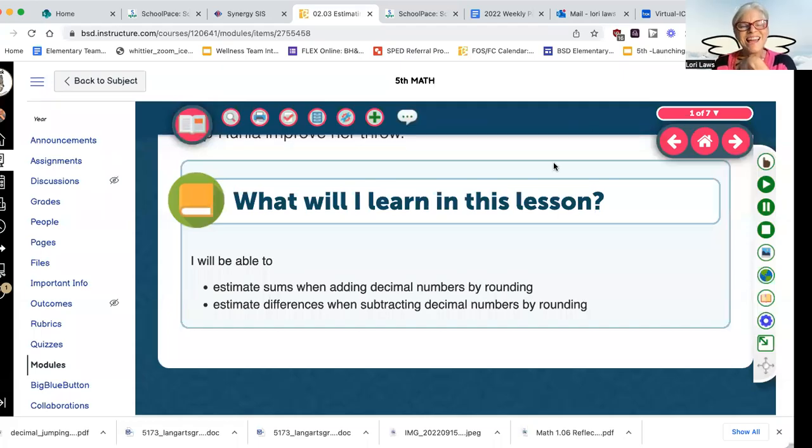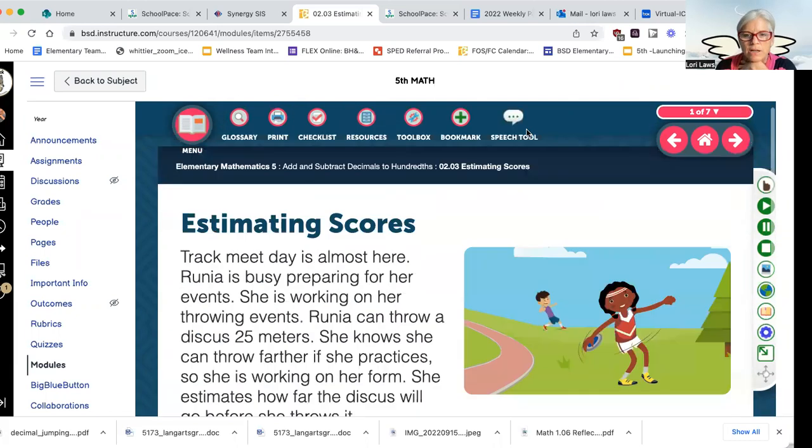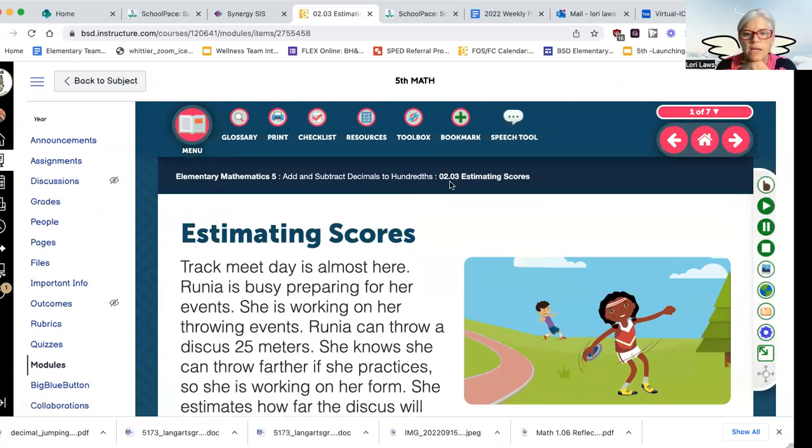Hi, so today, Thursday, we're working on lesson 2.03, estimating scores. You have 2 days to do this lesson. So we're taking a look at the lesson.